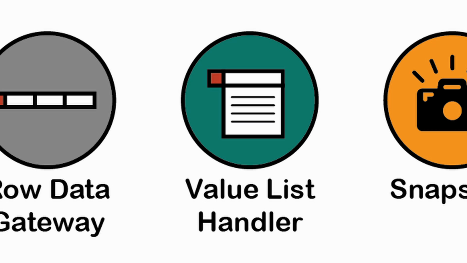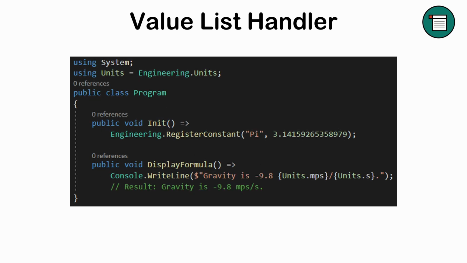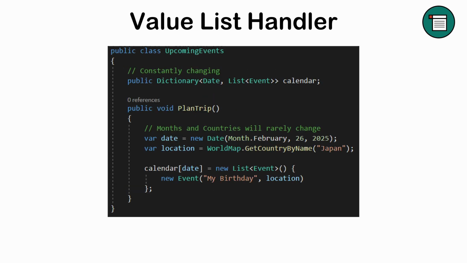Value List Handler. This pattern manages static or frequently used lists, such as drop-down options or enums. It serves as a catalog of predefined values that rarely change, but are accessed repeatedly, ensuring consistency and simplicity. Examples might include the cardinal directions or a list of all countries in the world. However, this pattern is unsuitable for dynamic or large datasets.